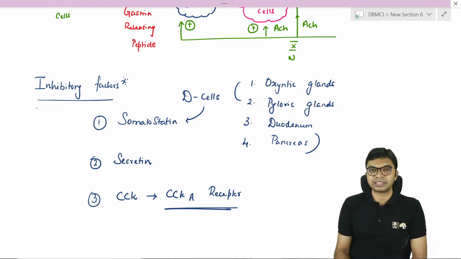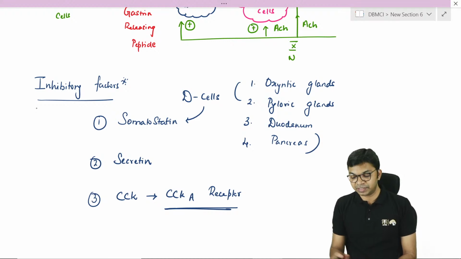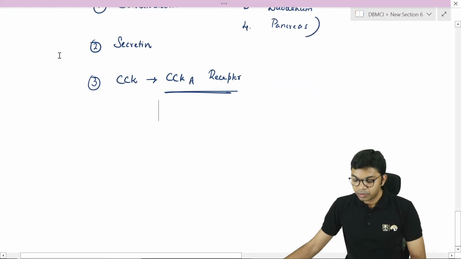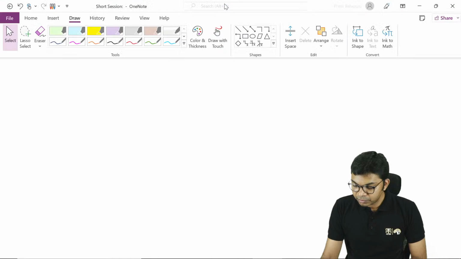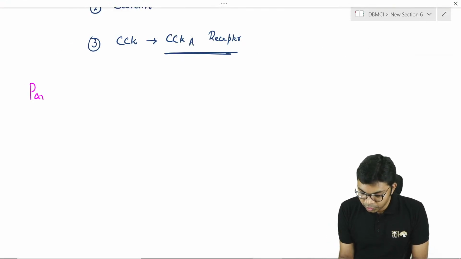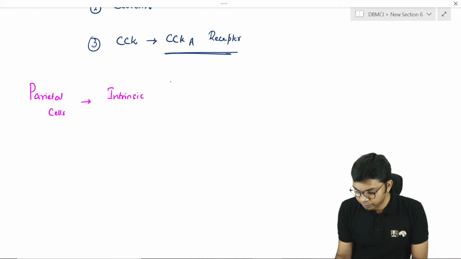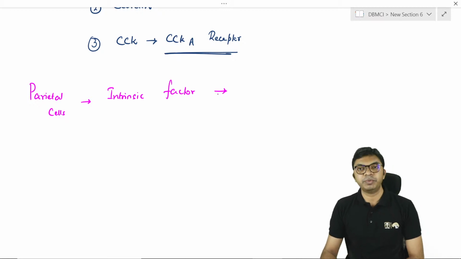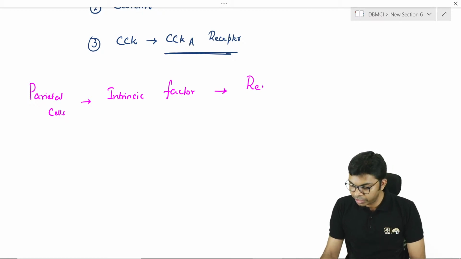So that's how gastric acid is influenced by stimulating factors as well as inhibitory factors, and that's gastric acid synthesis. Now, apart from hydrochloric acid, you know very well, parietal cells are also involved in synthesizing intrinsic factor. And intrinsic factor is useful in reabsorbing vitamin B12.